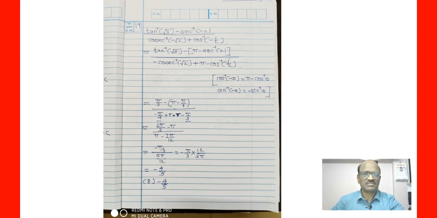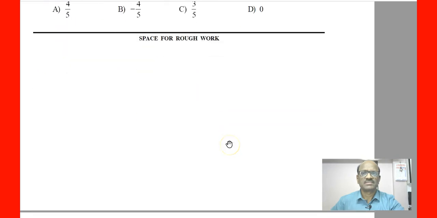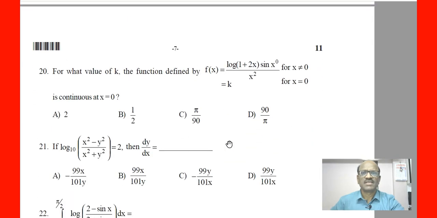Now next, there is a question, it is again from limits. For what value of k is the function defined by f of x equal to log of (1 plus 2x) upon sin inverse of x squared, for x not equal to 0, and equal to k, for x equal to 0? Now solve this.